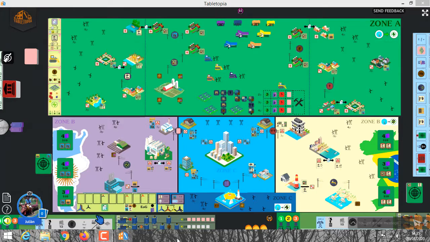So let's get started. What you are seeing here is the main board. It's a map representing my country, Uruguay, where the game takes place. The game is an emulation of the energy change that took place here in Uruguay in recent years and is still going on.